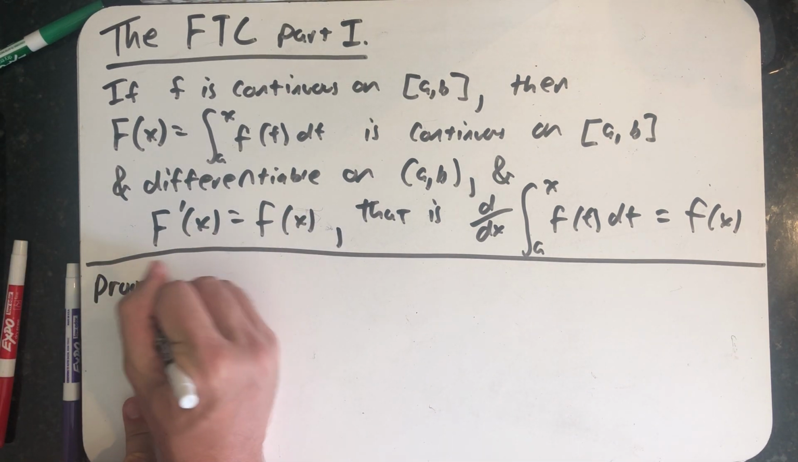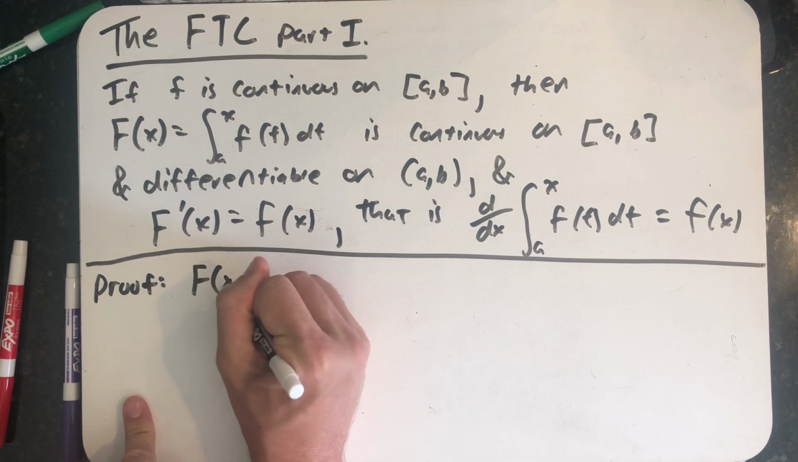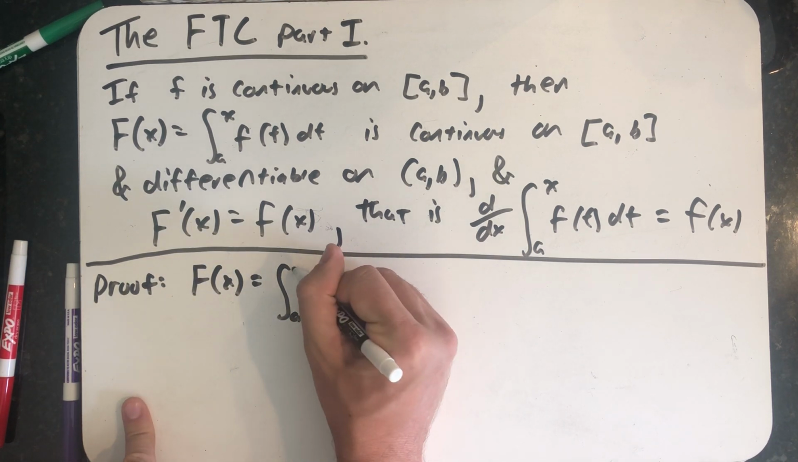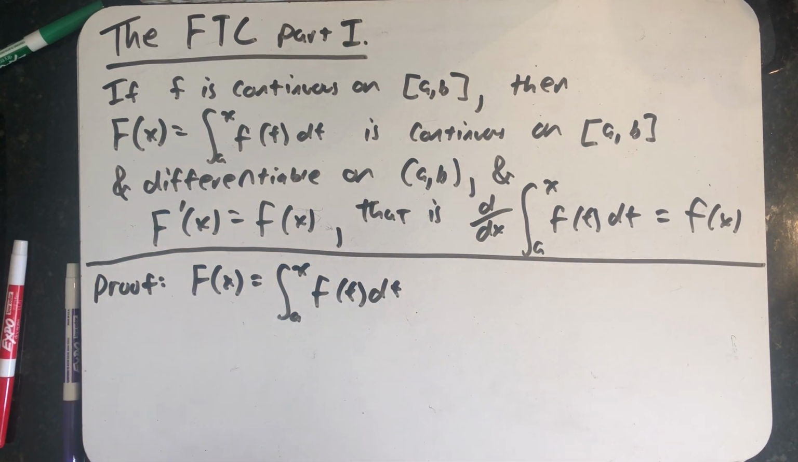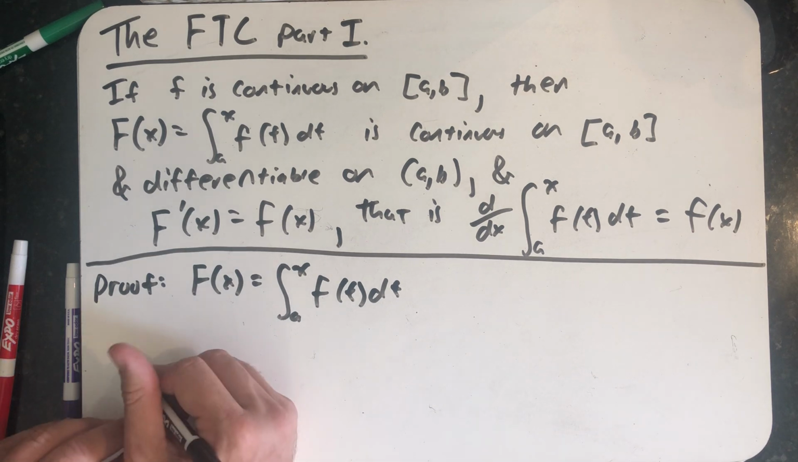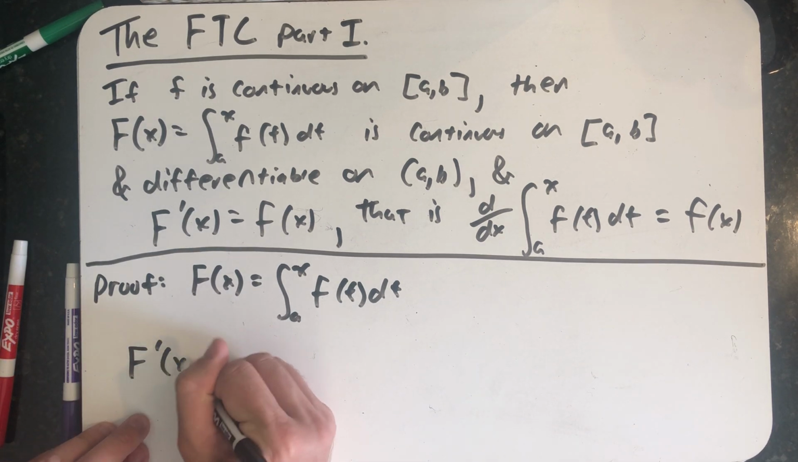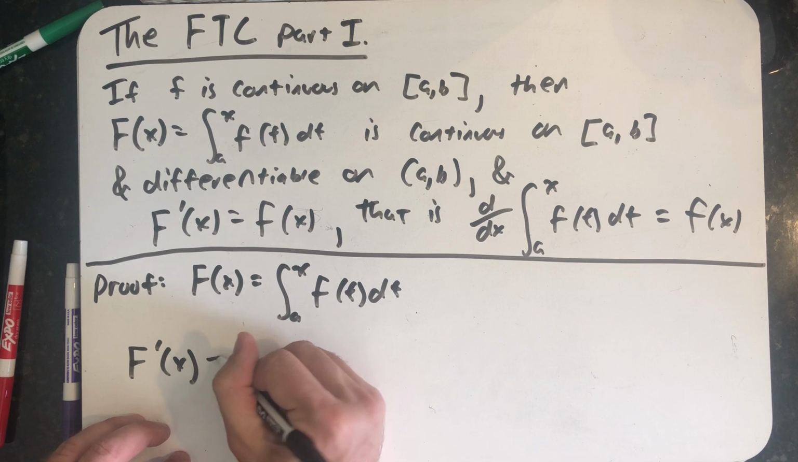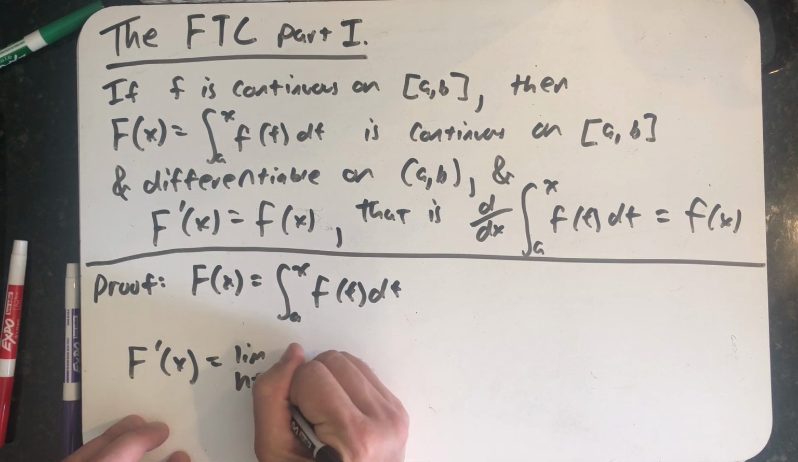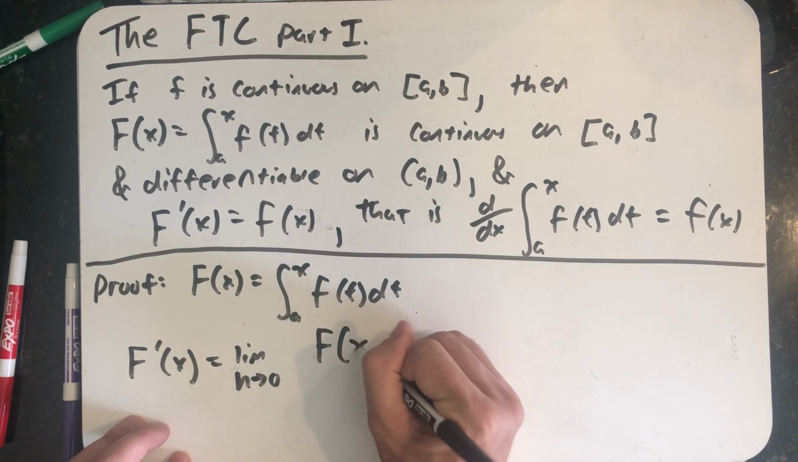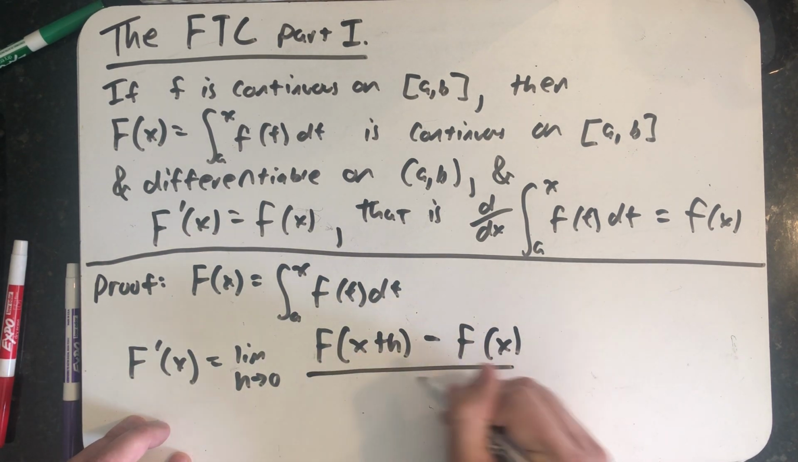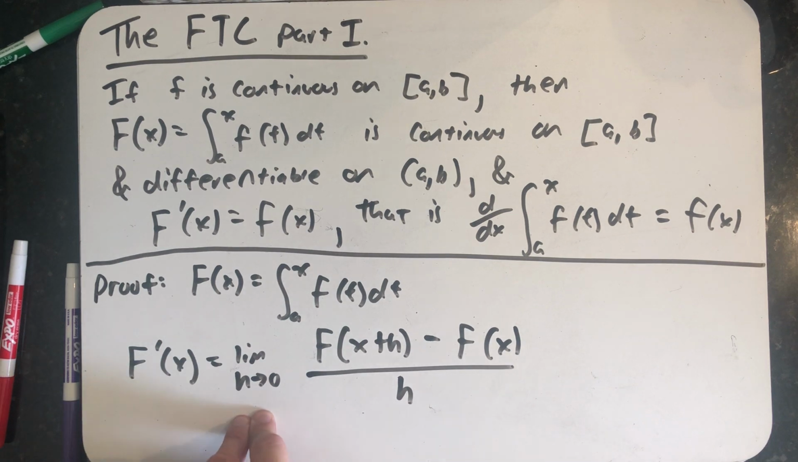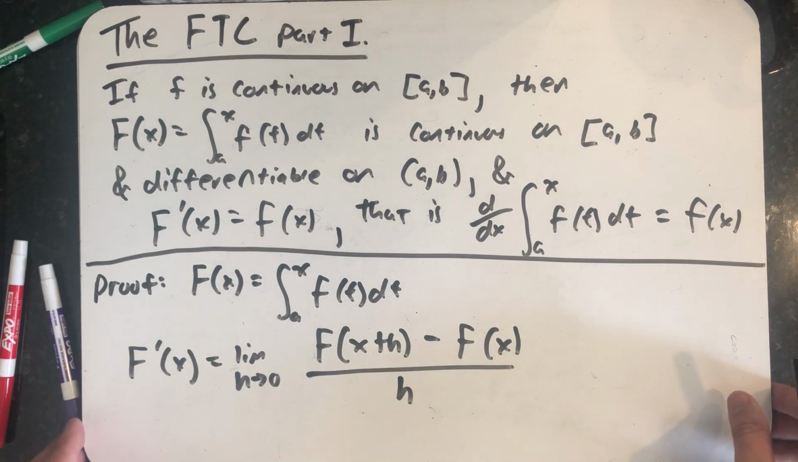So, we know that big F of x is equal to the definite integral from a to x of f of t dt. I'm going to find the derivative the only way I know how, when I don't have a nice rule like the quotient rule or product rule to use. I have to use the definition of derivative. So I need to take the limit as h approaches 0 of big F of x plus h minus big F of x all over h.